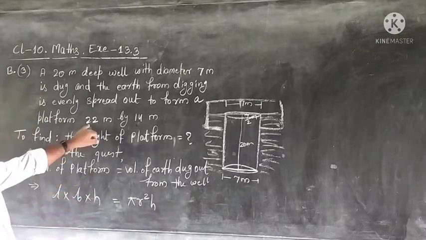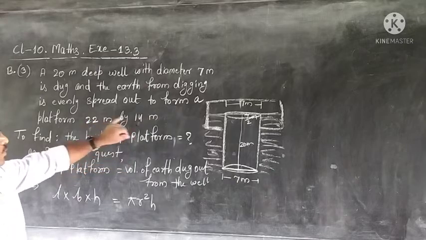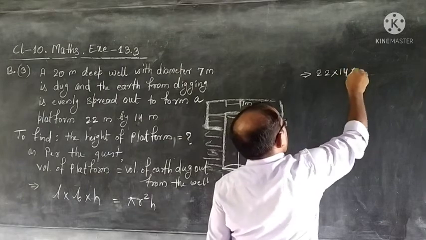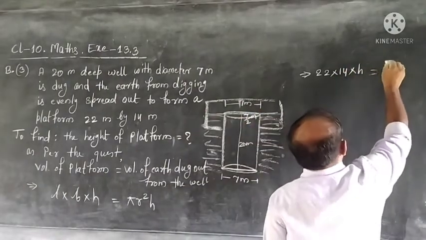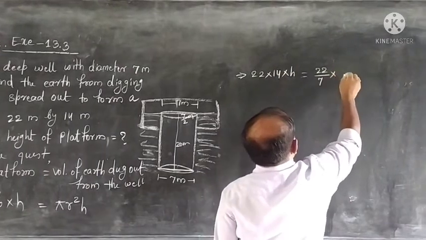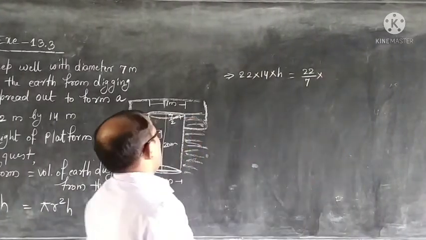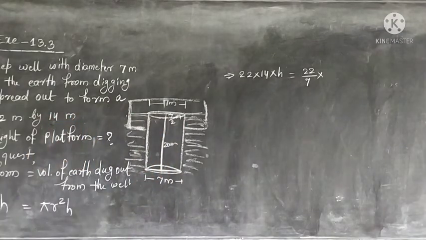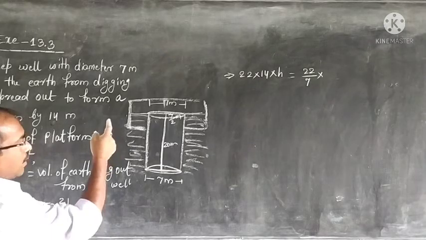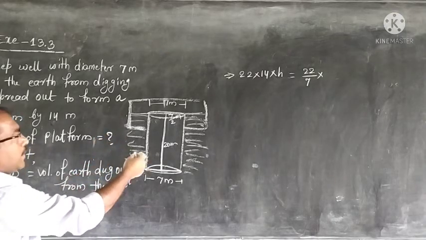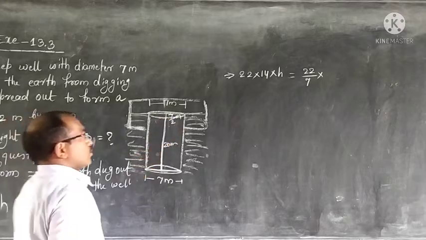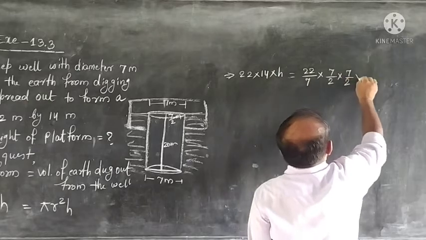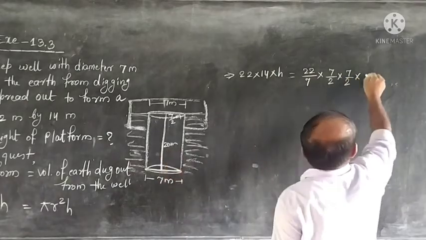Now, length and breadth of the cuboidal platform are 22 and 14, so 22 into 14 into height, which we need to find out, equals pi, 22 by 7, and the radius of the well. Diameter is given as 7, so the radius will be 7 by 2, as mentioned in the figure also. So, we write 7 by 2 into 7 by 2, and the height of the well, that is the depth, 20.